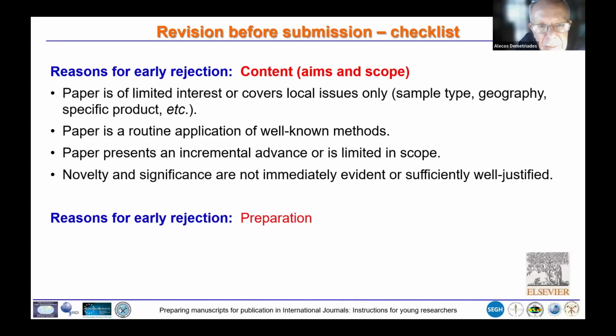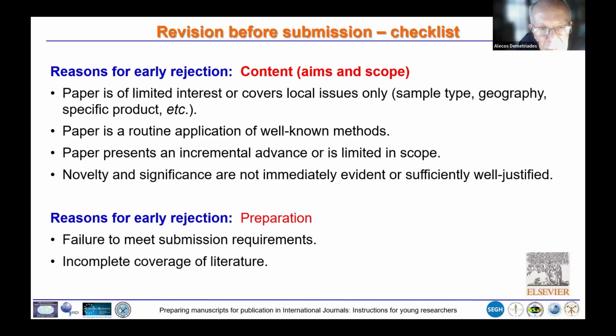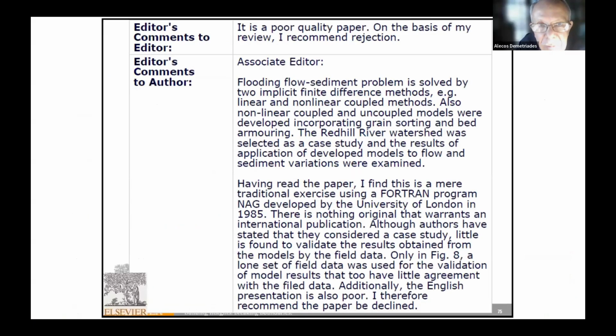Reasons for early rejection, preparation. Failure to meet submission requirements, incomplete coverage of literature, unacceptable, poor English. And here we have the editor's comments. Okay, you can read at your leisure.